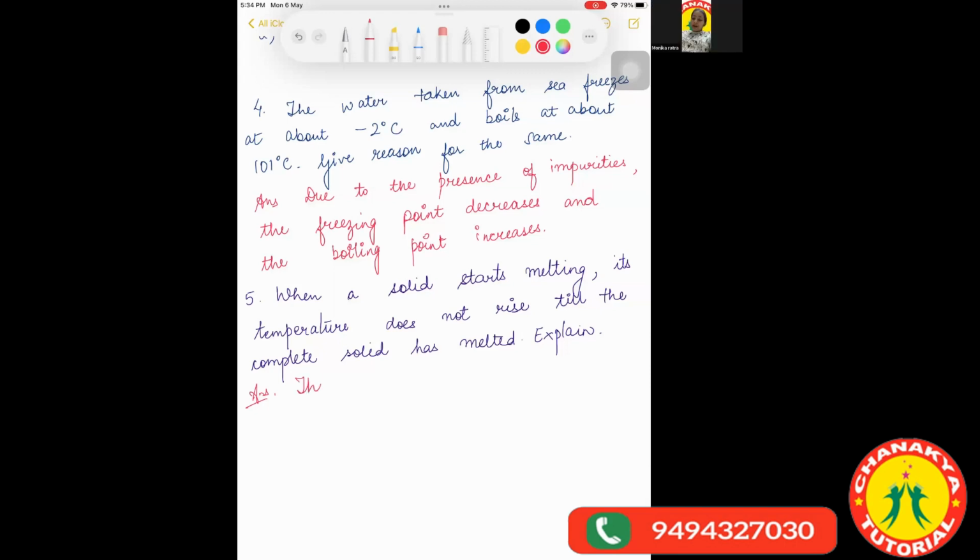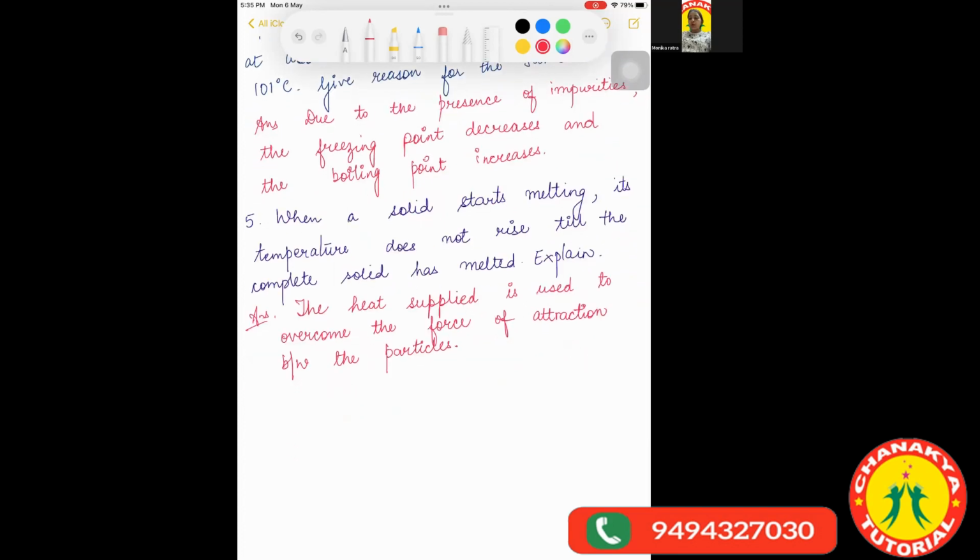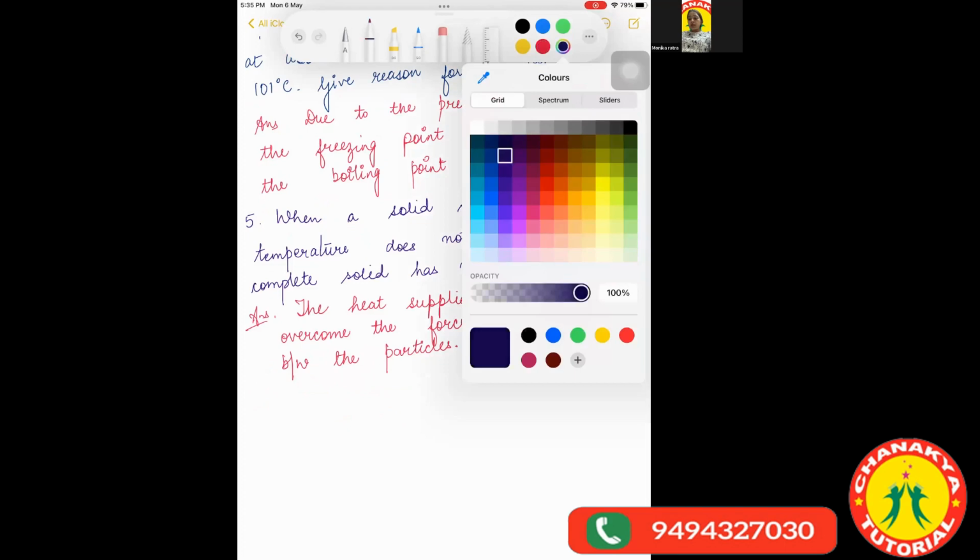The heat energy supplied, it is a very, very important question, children. You should know the answer for this question. The heat supplied is used to overcome the force of attraction between the particles. Okay. Now is it clear? You should know these few words because this is a very, very important question. It comes in multiple forms.